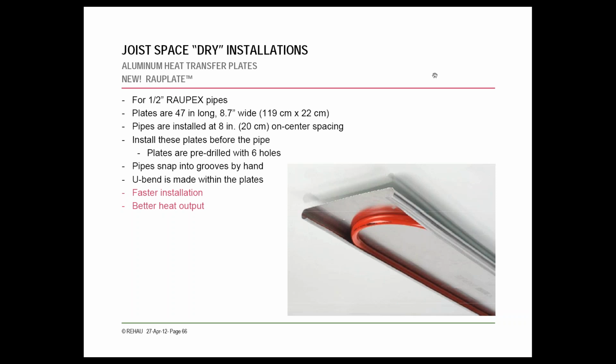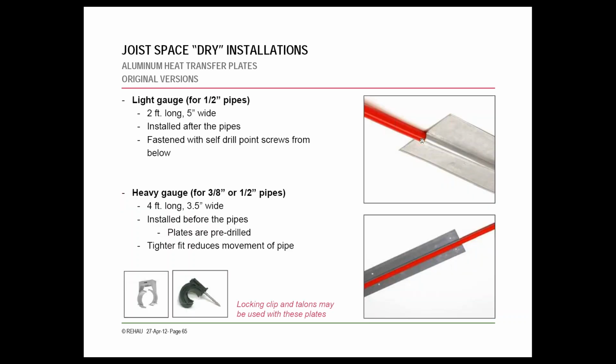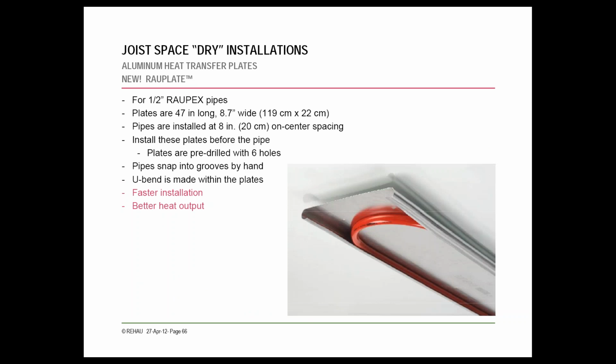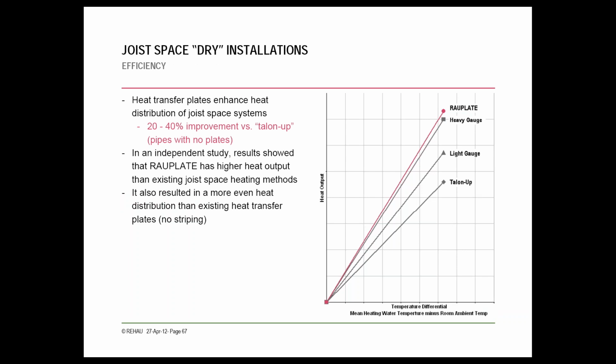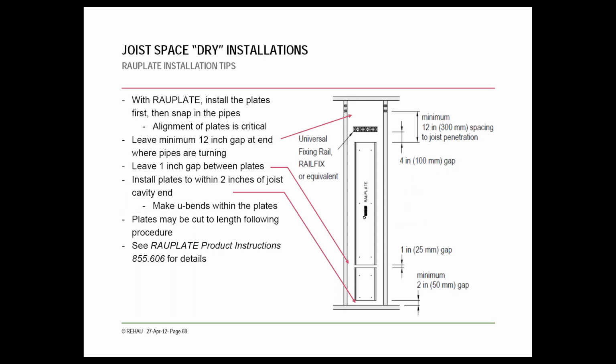You're only fastening 6 screws in each of these, so it's much faster. If I go back really quick to these other panels, you're going to be putting at least 4 screws in each of these, and they're only covering one length of pipe for a couple feet. So the Rao plate is definitely a faster option, and it provides greater heat transfer. So that's one option there.